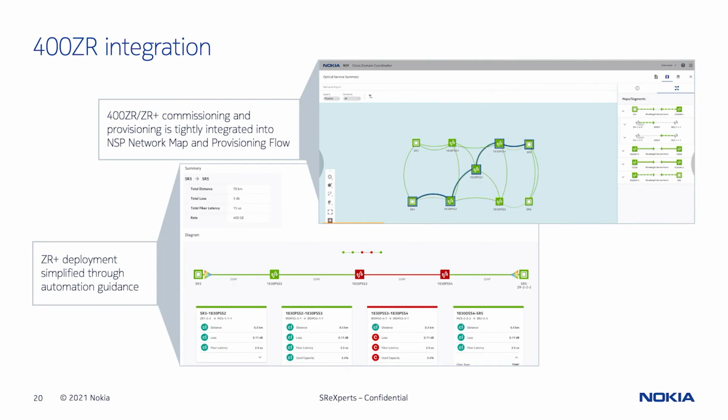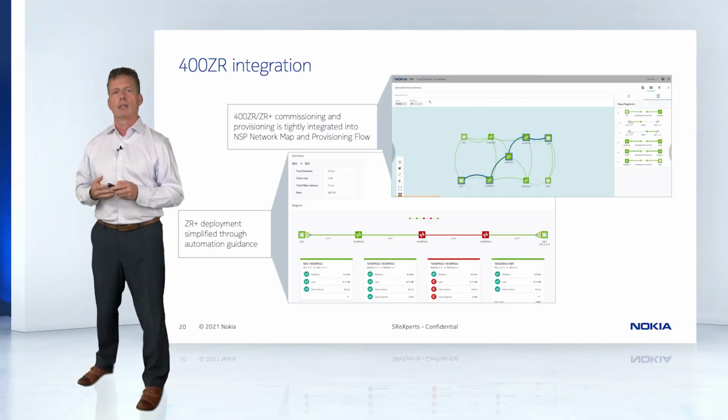So what you see here are a few planned screenshots that give you a flavor of what will be available with the 400ZR feature set. You can see on the top shot the integration of the ZR link, which traverses an optical domain. And in the second screenshot, you can see a depiction of the ZR parameters as they would appear on an NSP dashboard. Again, the network visualization is intended to be clear, easy to use, and intuitive.